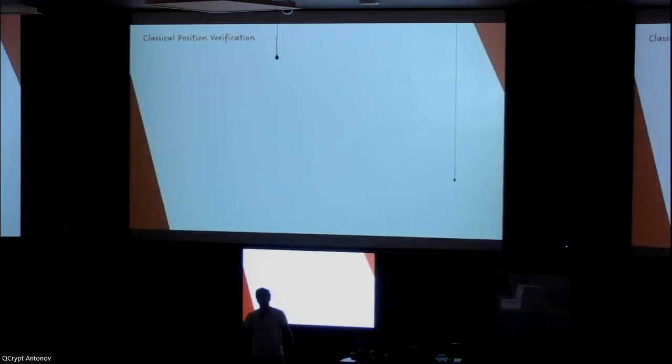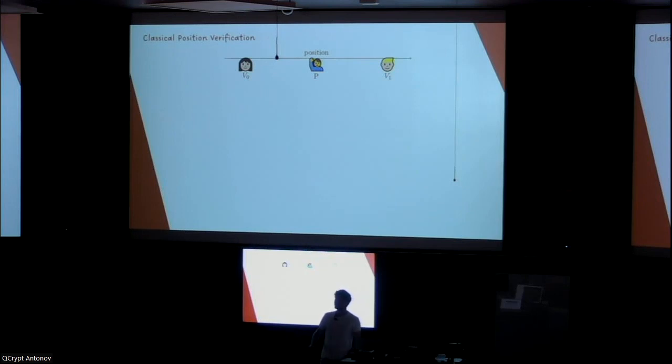Okay, so how does it work? First, I'm going to start with the classical, and then I'm going to go to the quantum. So the most general setup for classical position verification in one dimension is the following. You have an arrow that is going to determine the position, and here at position P, that's going to be me. And then I'm going to have two verifiers, V0 on my right and V1 on my left, that are going to challenge me. The time arrow goes down.